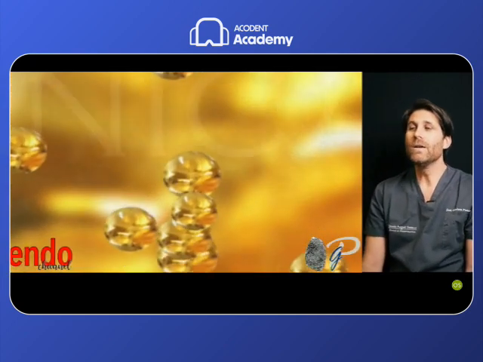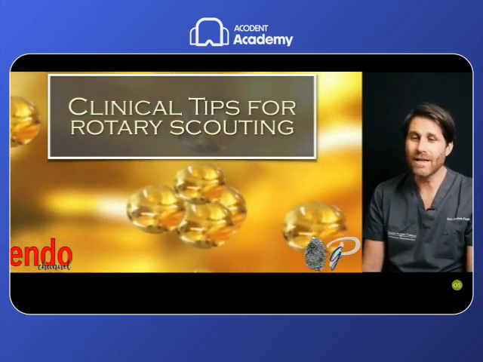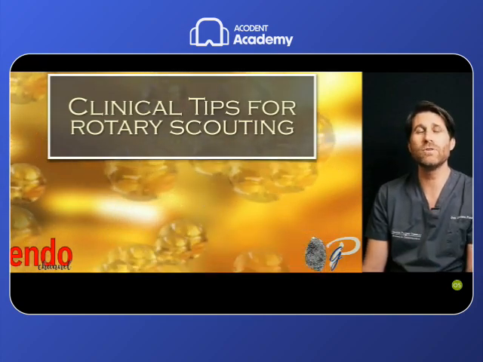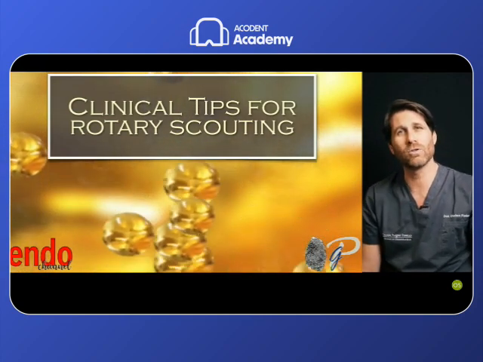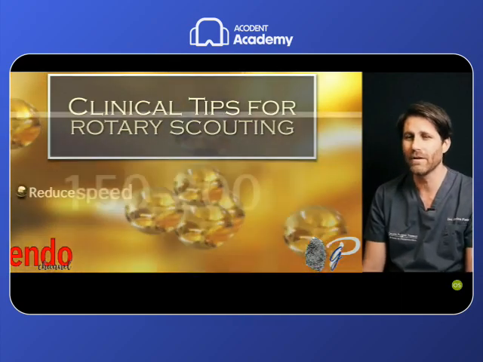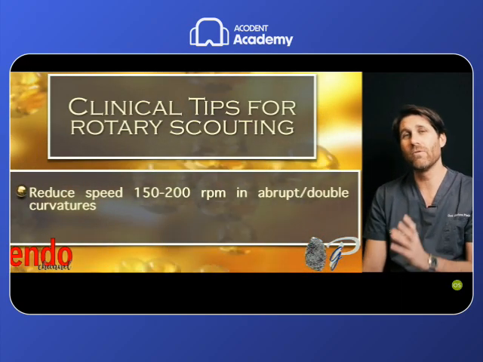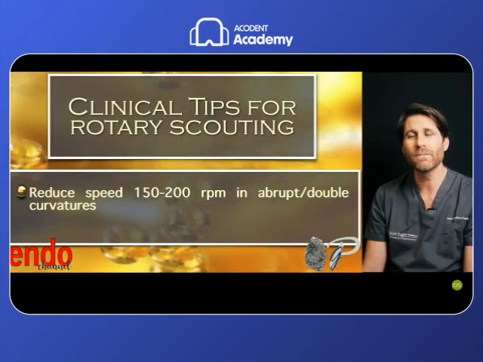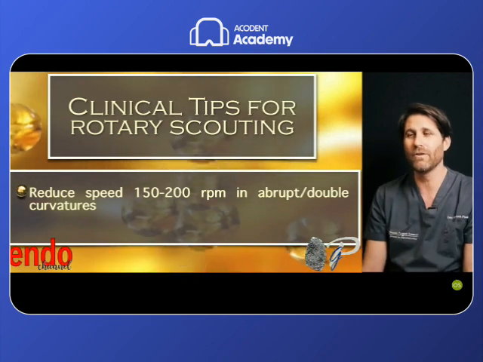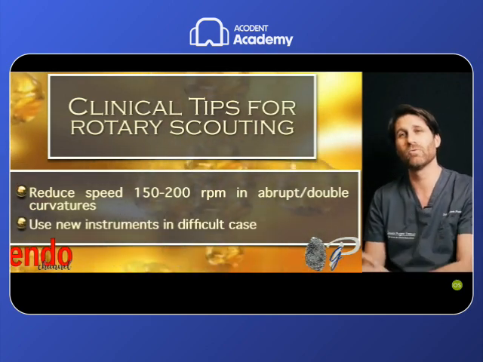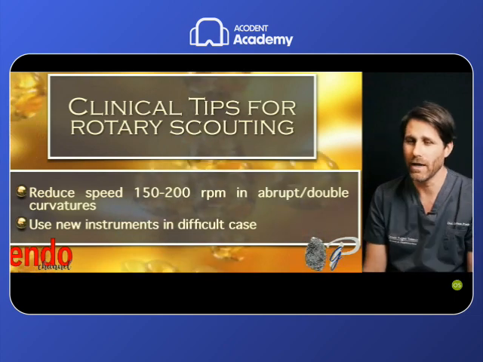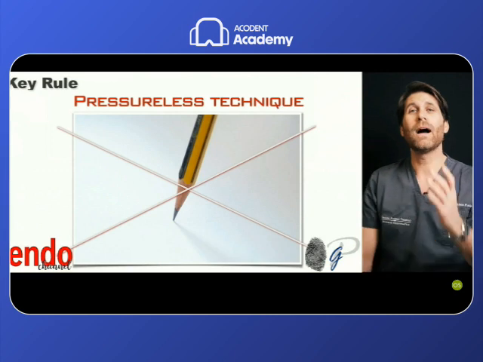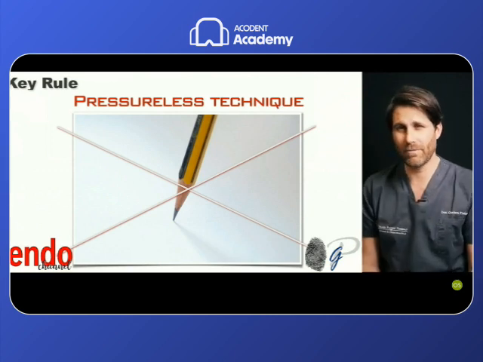So when we use rotary files for these scoutings, we are taking a risk, because we are always taking a risk introducing a rotary file in a canal that was not scouted, in which we have no glide path. So in this case, I suggest that if you want to use a rotary file, you reduce the speed to 150 rotations per minute to increase the feedback in your hands, and use obviously new instruments to perform this technique in difficult cases. This technique is a pressureless technique. Rotary files are always used with a pressureless technique.